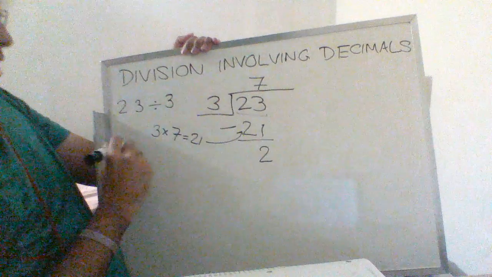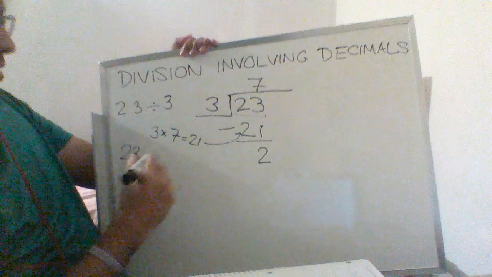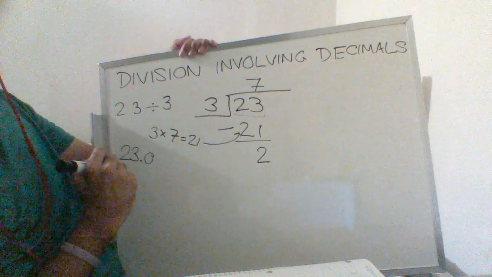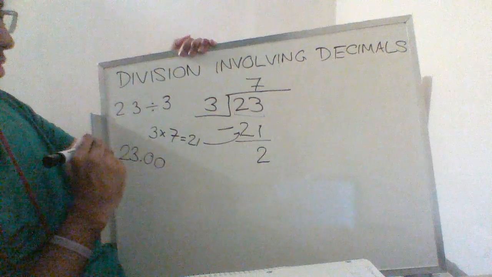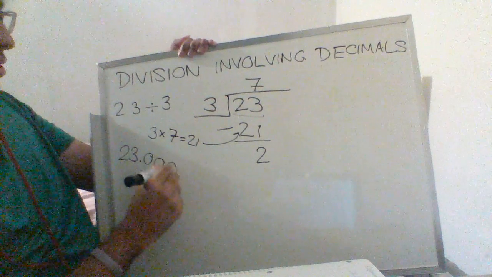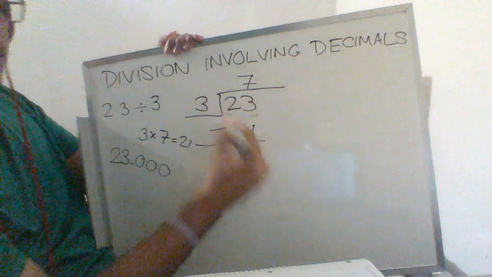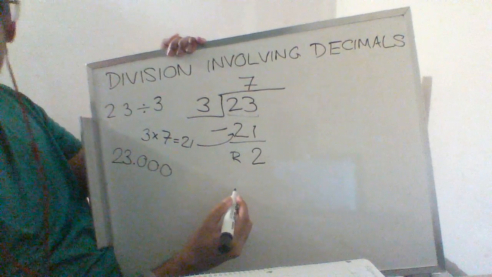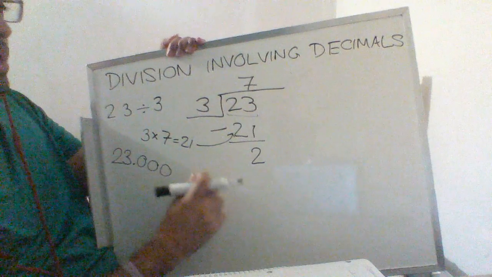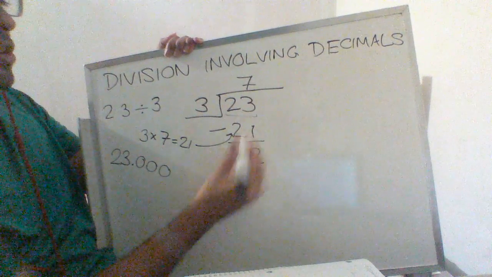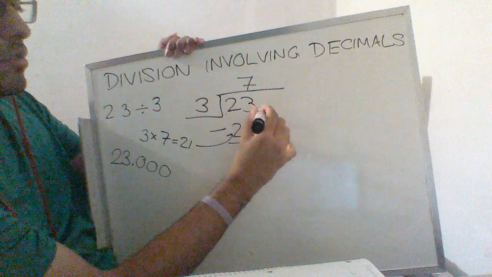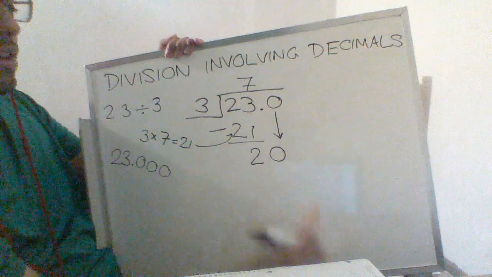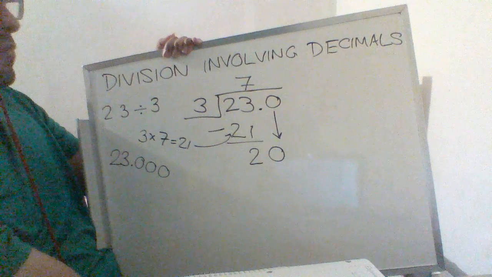Now, we started with a 23 here, but 23 is the same as 23.0, right? And that's the same as 23.00. And that's the same as 23.000. So I can turn this into that, even though we don't have decimals in this problem. Right now, I have a remainder of 2 because I've run out of digits, but I don't want to solve this with remainders. I want to solve this with decimals. So what I do is I turn this 23 into 23.0, and then I take that 0 and I pull it down and I make this a 20 down here.